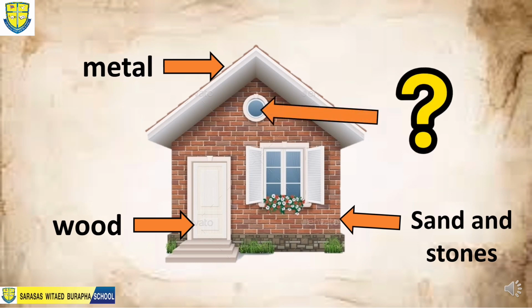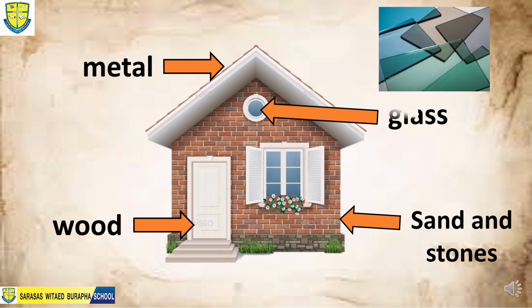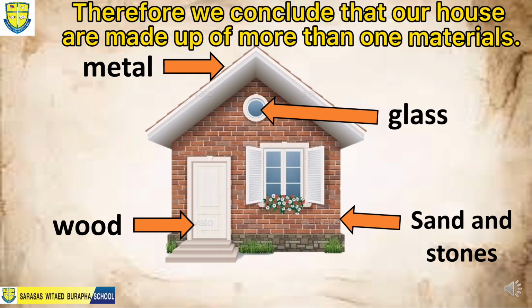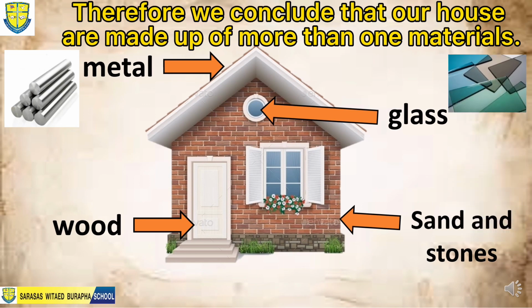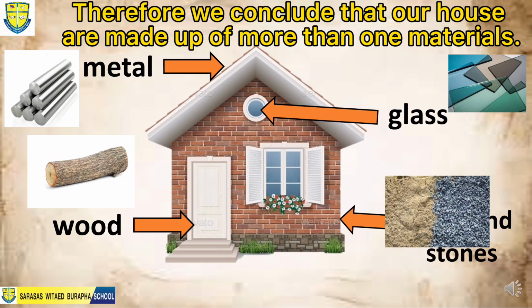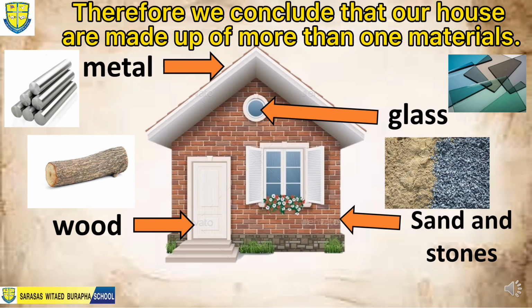While the windows of our house are made of what materials? If your answer is glass, your answer is correct. Very good. Therefore, we conclude that our house is made up of more than one material. There are metal, glass, wood, sand, and stones.